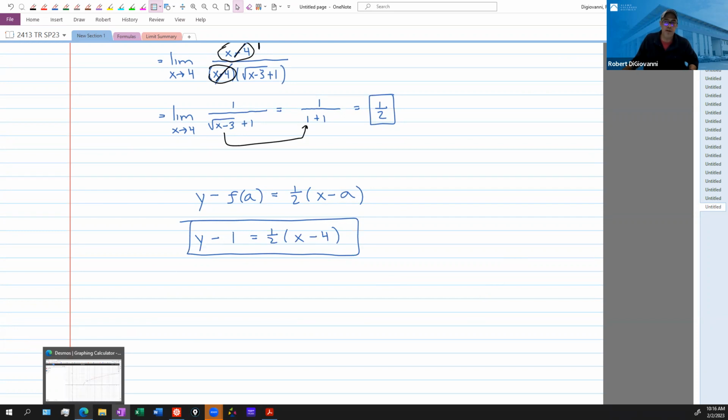You'll have to pay attention on the exam next week. Sometimes I will ask for just the slope of the tangent line, and sometimes I will ask for the equation. If I ask for the slope, all you're going to give me is 1/2. If I ask for the equation, you got to give me all this.